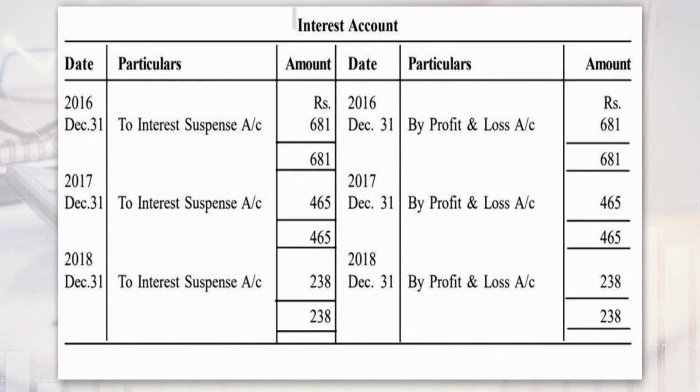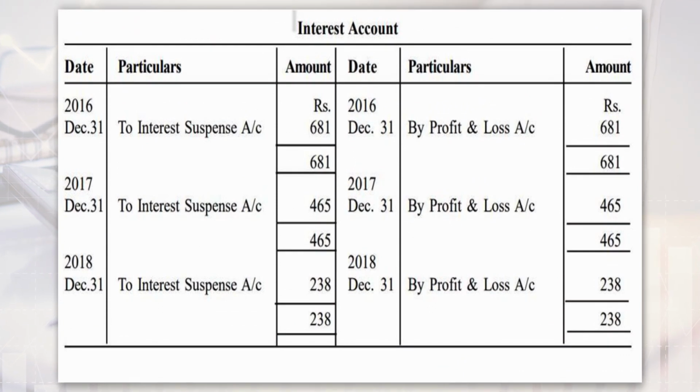So interest account, very simple, interest account has been debited. Interest account debit to interest suspense 681. So being the interest expenditure, all the balances of the income, expenditure, gains and losses, we have to transfer it to the profit and loss account. So by profit and loss 681.